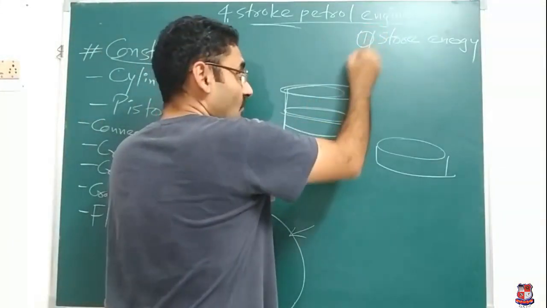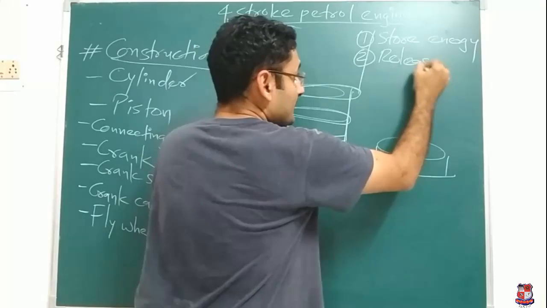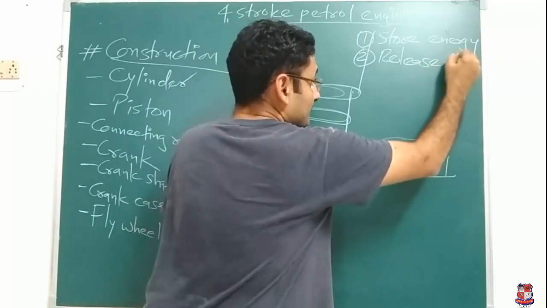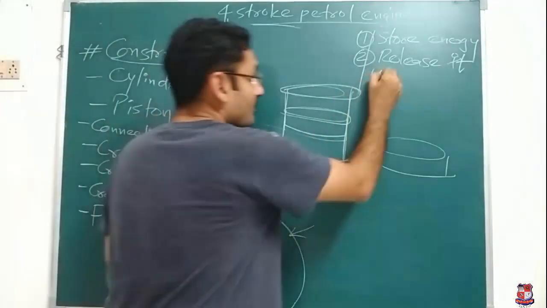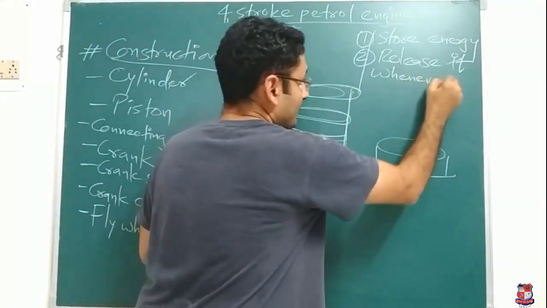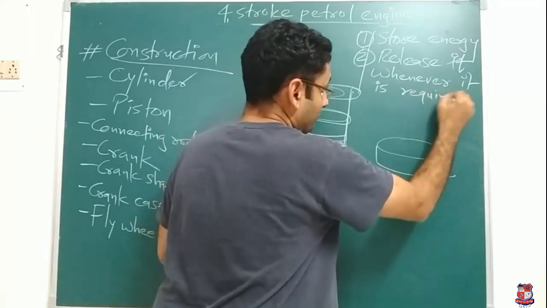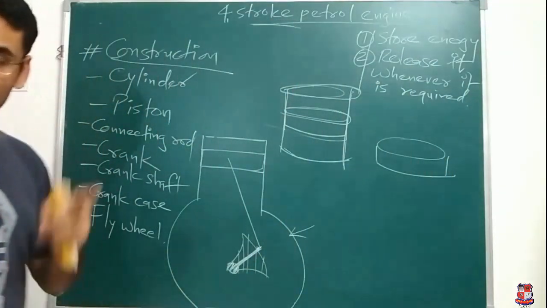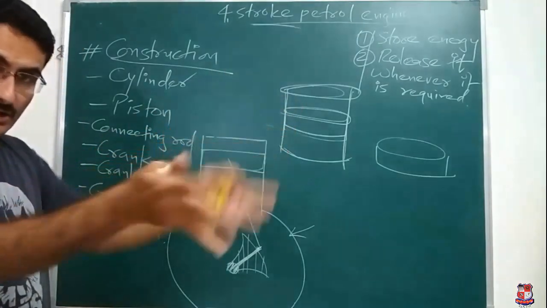After storing the energy, what will it do? It will release the energy. When will it release the energy? Whenever it is required. So the flywheel is such a device which will store the energy and then release the energy whenever it is required.